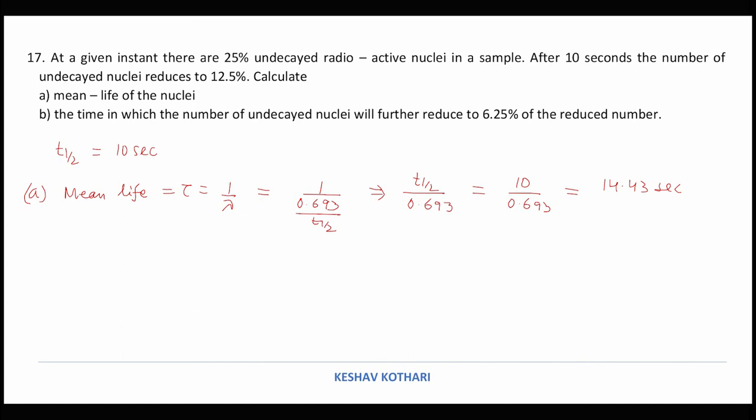Now the question is asking the time in which the number of the undecayed nuclei will further be reduced to 6.25% of the reduced number. If you just look at the problem, you can clearly say that over here the decay is taking place from 25% to 12.5% in 10 seconds. So of this reduced number, it is to decay to 6.25%. So I can say that it will take 3 more half-lives. So the answer must be 40 seconds.